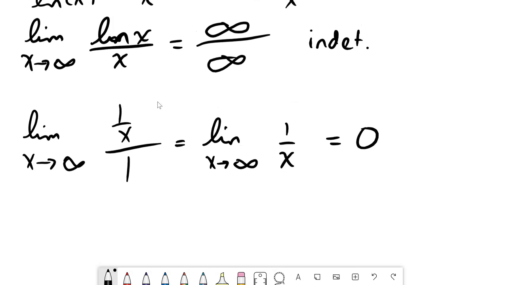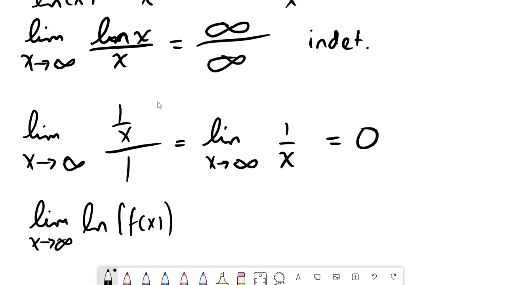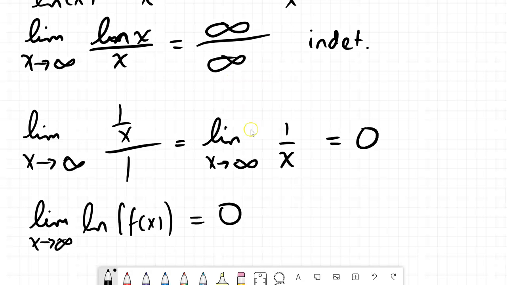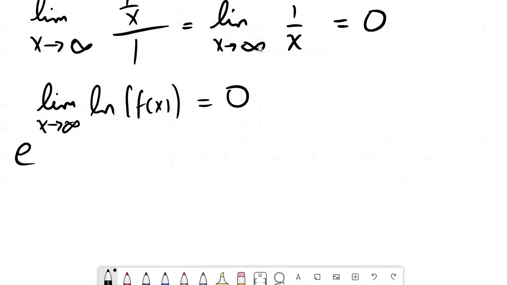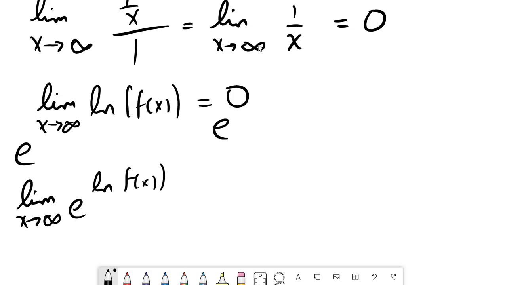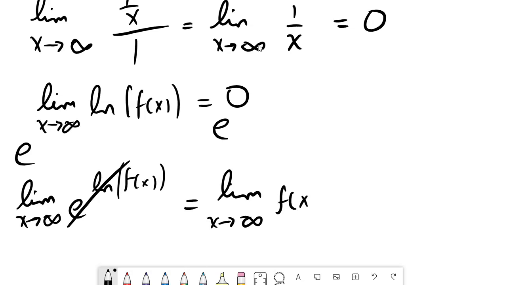Not too difficult. And again, like always, we did not find the limit of the function, we actually just found the limit of the natural log of the function, which is equal to 0. And again, to solve this problem, we have to have it base e, right? So now we have the limit as x approaches infinity of e to the power ln f of x. This cancels out, and we're left with the limit as x approaches infinity of f of x, which is e to the 0, which is equal to 1, right?